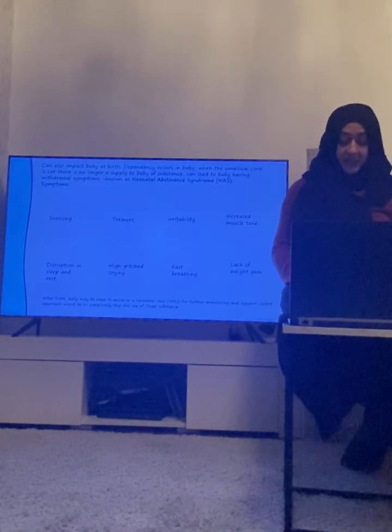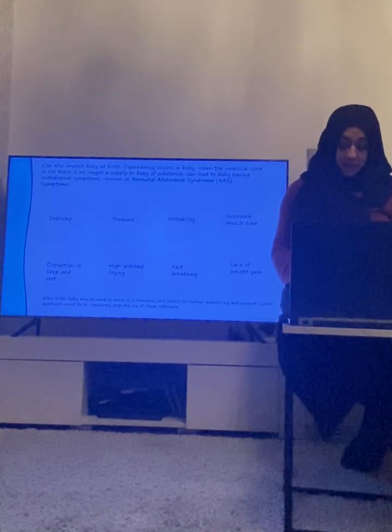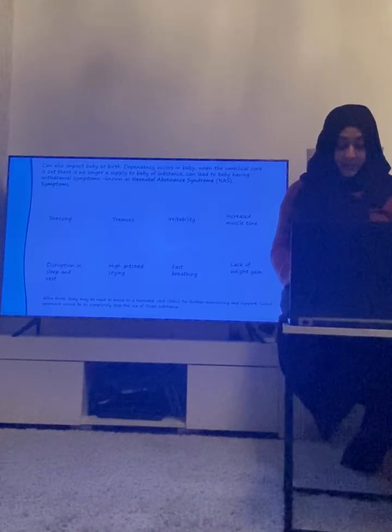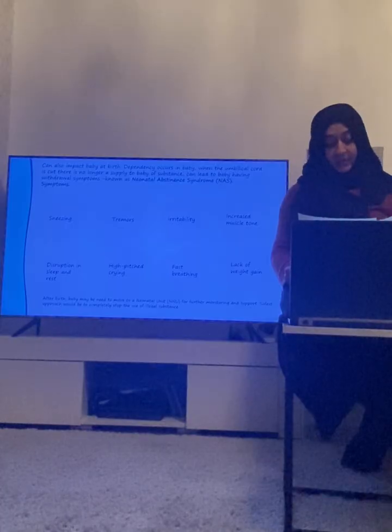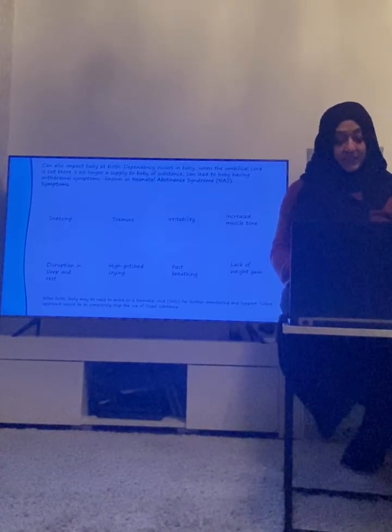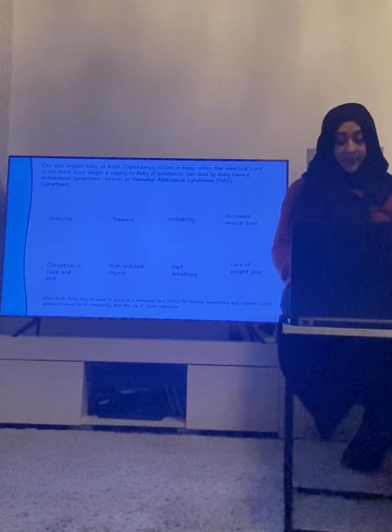When drugs are used, dependency occurs. This can also happen to your baby. When the umbilical cord is cut, there is no longer a supply of the substance to the baby, and this can lead to the baby having withdrawal symptoms. This is known as neonatal abstinence syndrome, and symptoms can include sneezing, tremors, irritability, increased muscle tone, disruption in sleep and rest, fast breathing, and lack of weight gain.